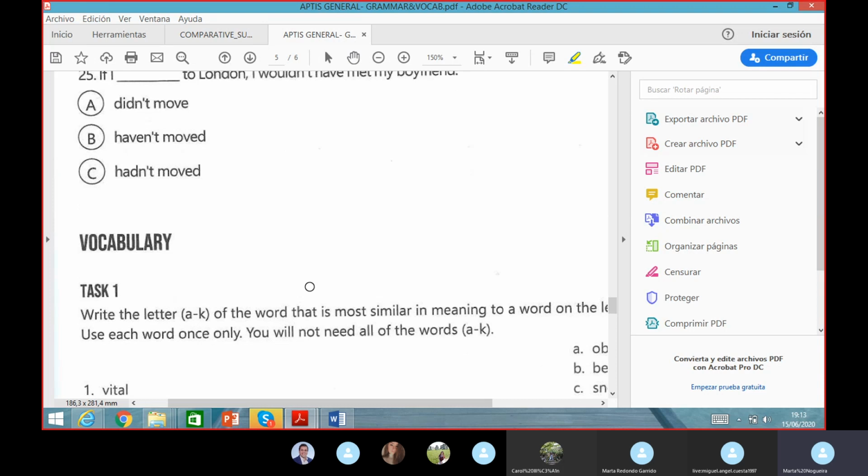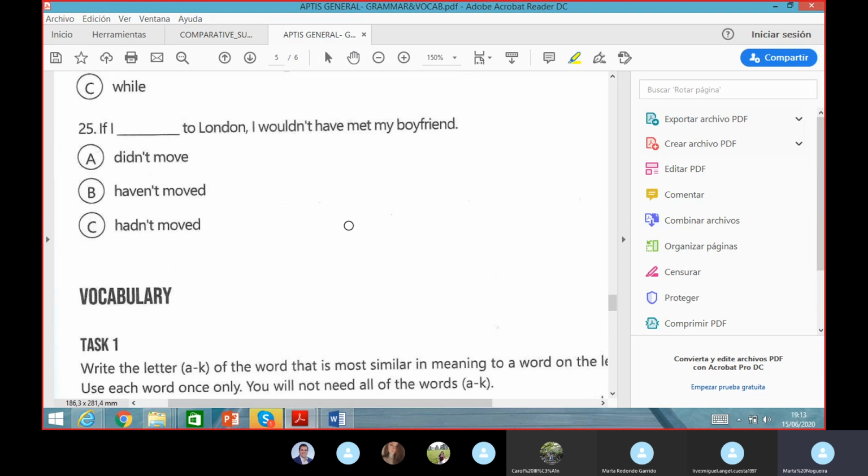Bueno, veis que tampoco entra mucho. A ver, veis que tampoco entra mucho, pero tenemos que ver todo, por si cae. Entraron en este examen, perdón, 3 condicionales. A eso le daremos más caña, por ejemplo. A cosas que sean más difíciles le daremos más caña.